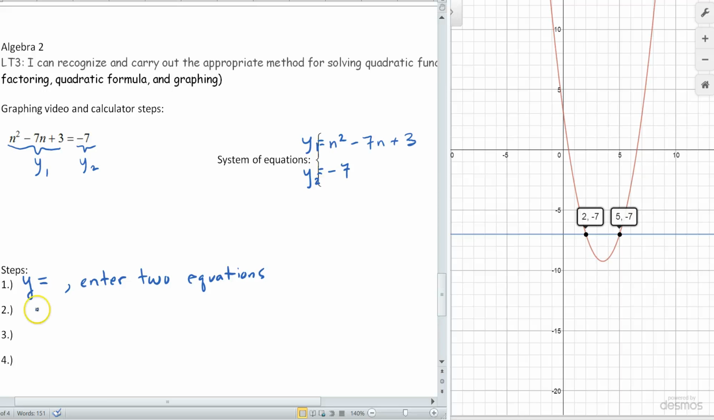The second step would be to actually graph. So go to Zoom 6, which is your standard viewing window, and that will graph. This would be graphing with a standard viewing window.